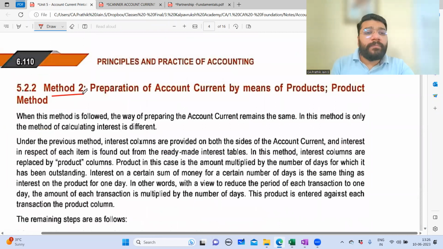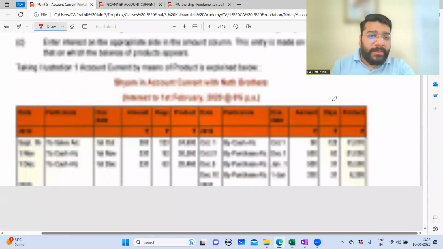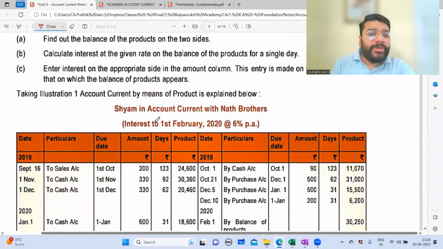So method 2, preparation of account current by means of product method. We're taking the same question, guys. Sham and account current with Nath brothers. Same question. Interest up to 1st February 2020 at the rate of 6% per annum. Same heading, guys.